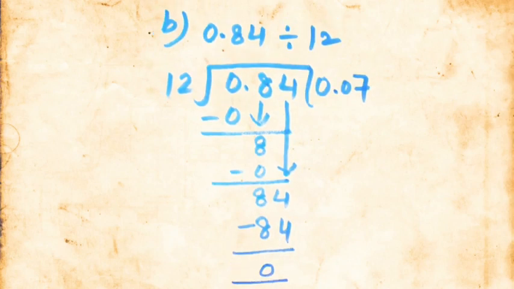Next is 0.84 divided by 12. Similarly, 12 is the divisor. Firstly it goes 0 times because 0 is smaller than 12. So 12 multiplied by 0 is 0. Bring the next number down, that is 8. Here the decimal has appeared, so put a decimal in the quotient as well. 8 is again smaller than 12, it goes 0 times. So 12 multiplied by 0 is 0. Bring the next number down, that is 4. So the number becomes 84. 12 sevens are 84, exactly divisible, so the remainder is 0 and the quotient is 0.07.